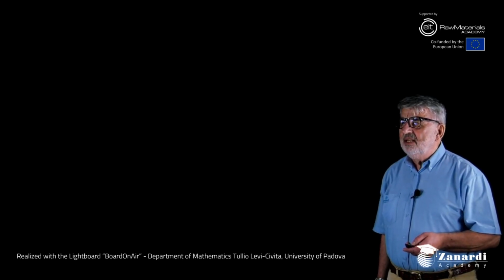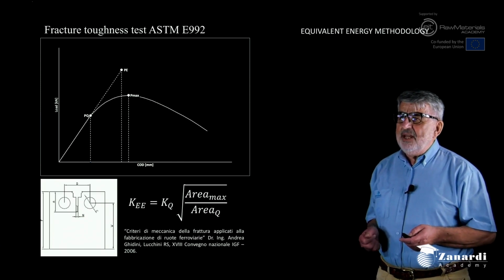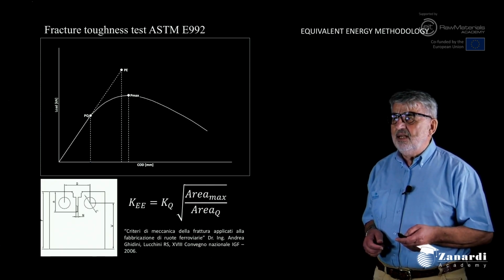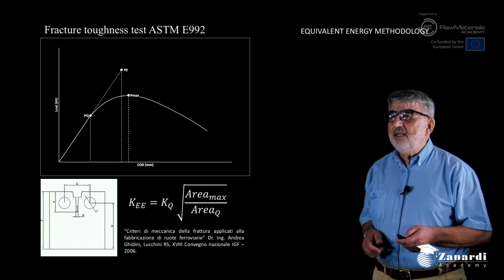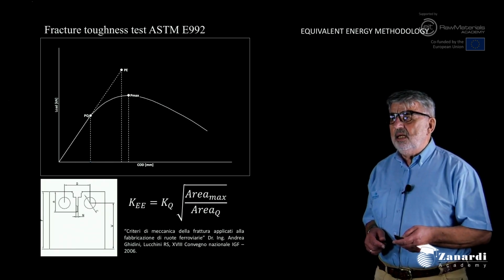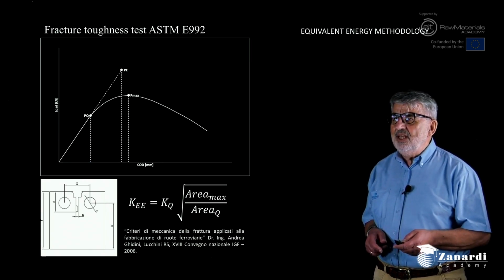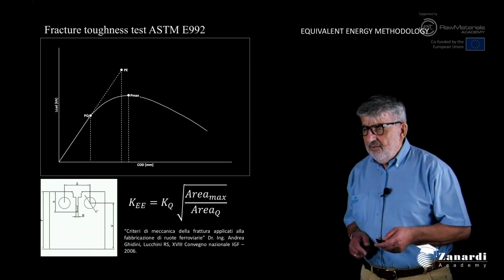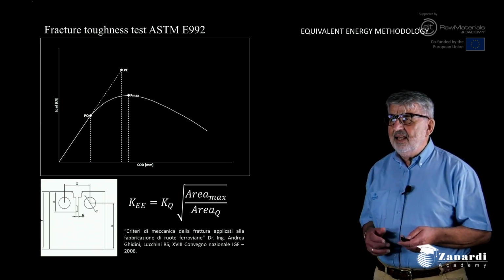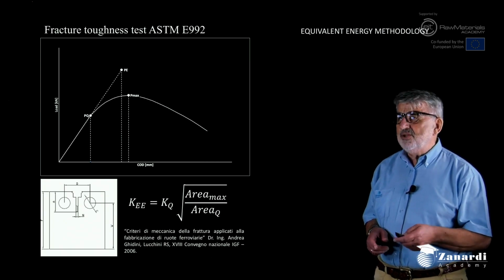Welcome to the video Toughness, the KQ and the KEE criteria. The measurement of toughness as a material property is something that is not easy. It's not always easy with a ductile material, because it is difficult with ductile material to guarantee the small scale yielding condition. For this, we have values that are coming from a real E992 valid measurement and data that are coming from conversion of J measurement.